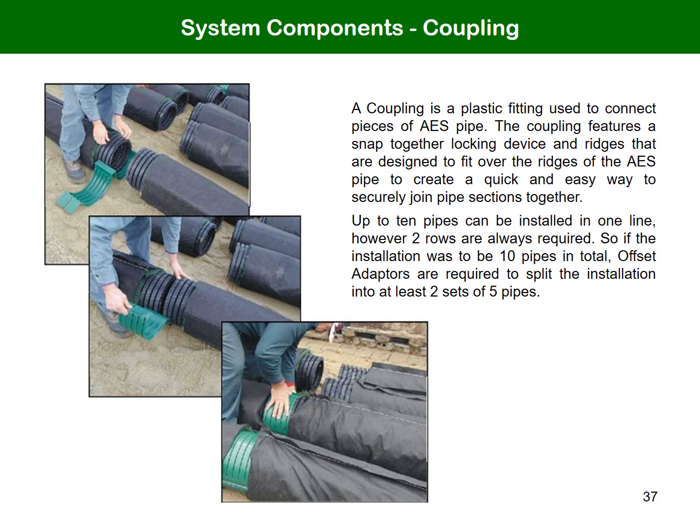The maximum length of a row of AES pipes is 30 metres, that is 10 3-metre lengths of AES pipe joined together with couplings to make one long row.